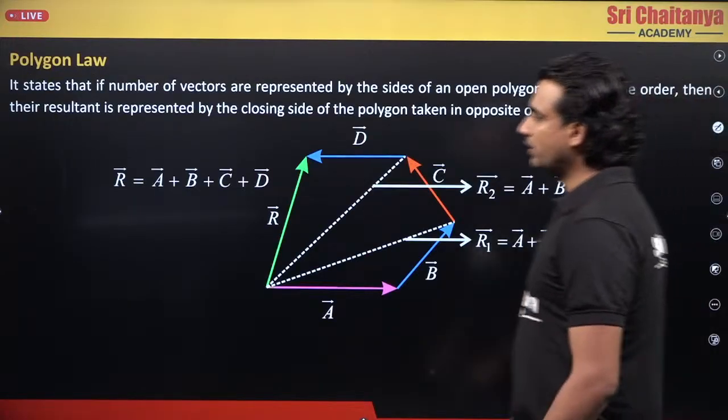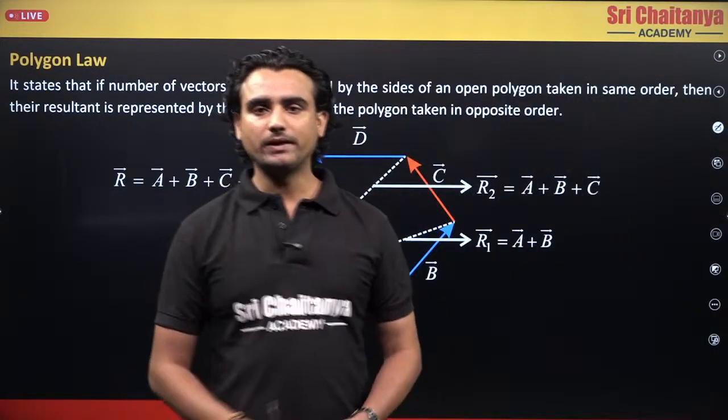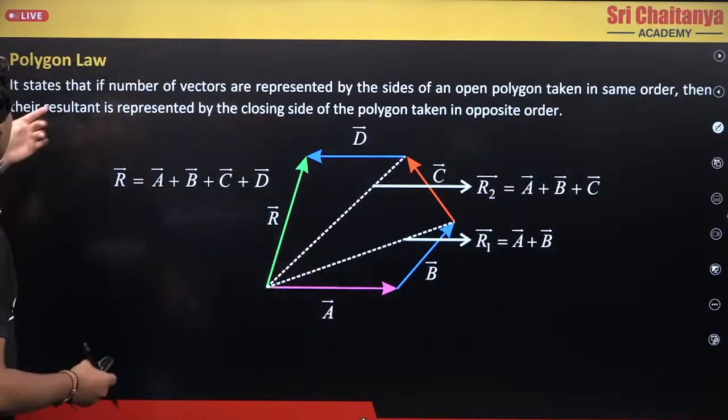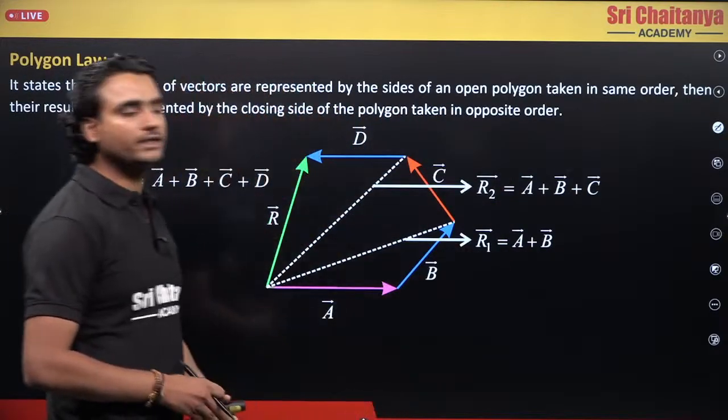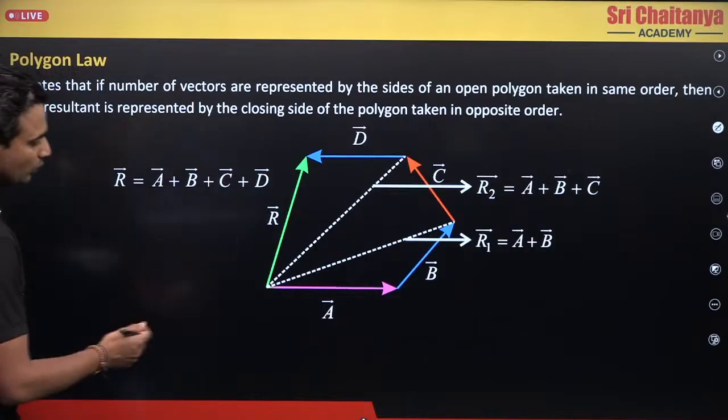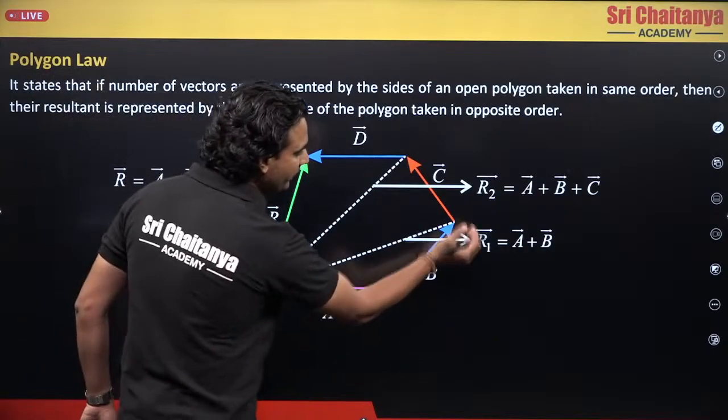Now we'll move on to the next topic. What is the next topic? The polygon law. It states that if a number of vectors are represented by the sides of an open polygon taken in the same order. Basically, what do I have? I have vector A, vector B and vector C.